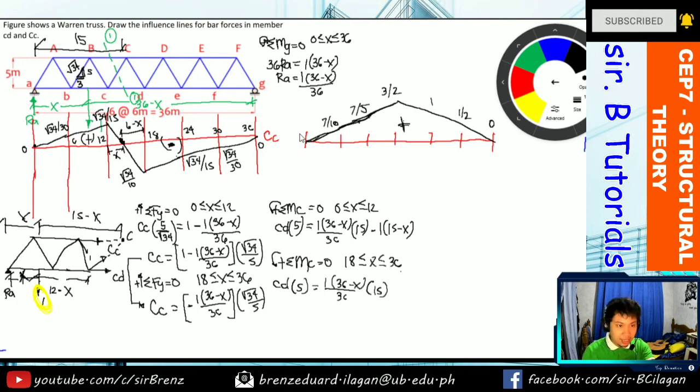Okay, so check lang natin sa correction key. Nasaan ba yan? 3 halves. Square root of 34. Okay guys, so pareho naman. So, ayan lang. Ganyan lang yung paggawa ng influence line.